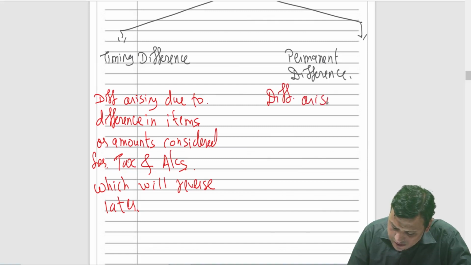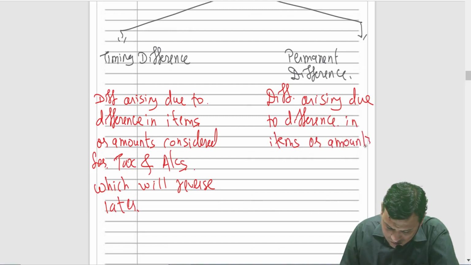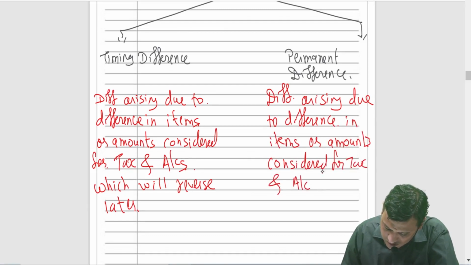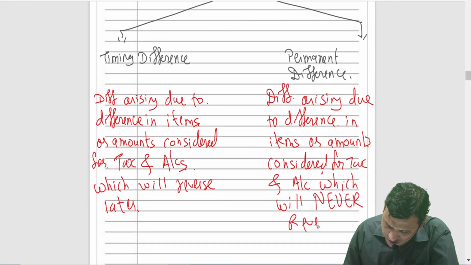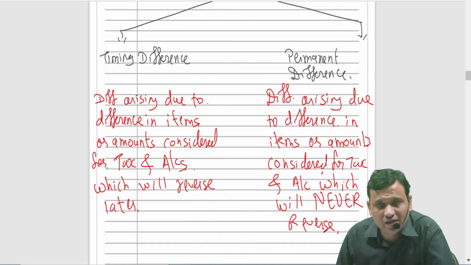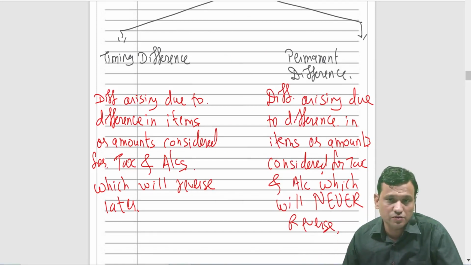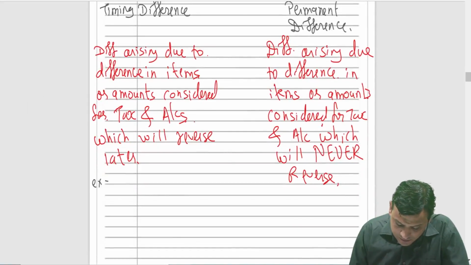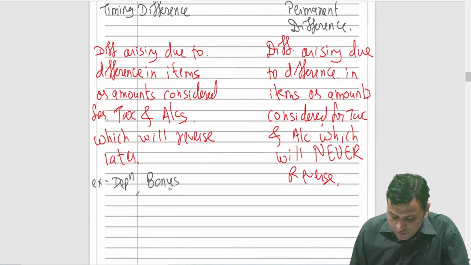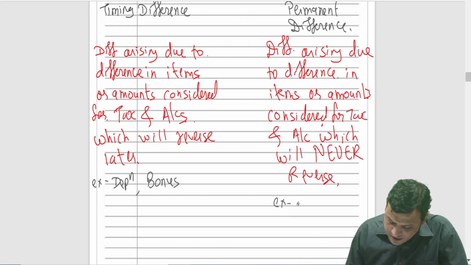I can say it is the difference arising due to difference in items or amounts considered for tax and accounts, which will never reverse. It is not going to reverse, meaning the stuff considered in accounts will never be considered in tax, either as an expense or income, and vice versa, considered in tax but never considered in accounts. This is permanent difference. A small example: depreciation, where different rates are there, then bonus or interest allowed only on payment basis. So these are some examples. Here you can say it is nothing but disallowance.